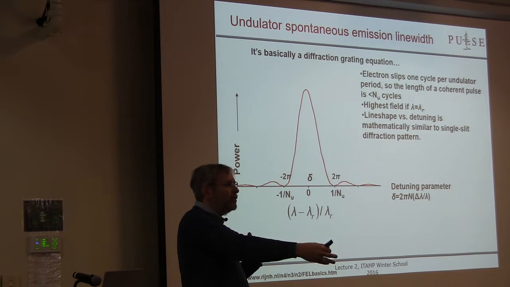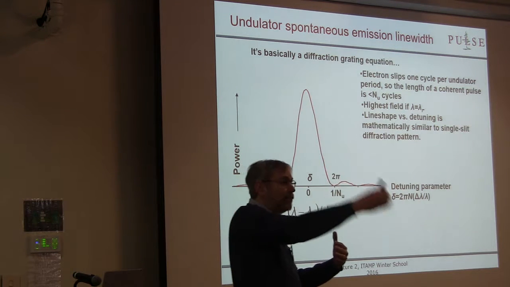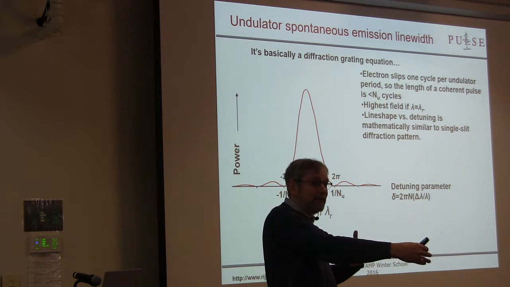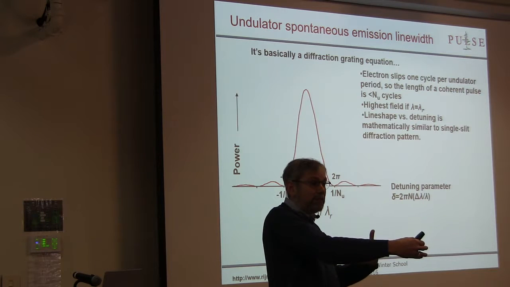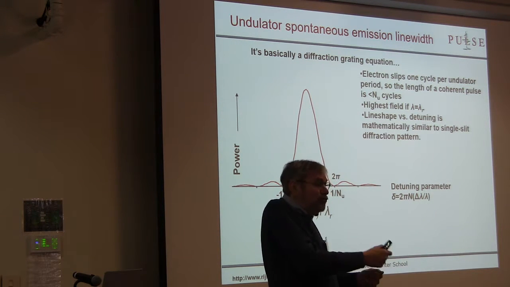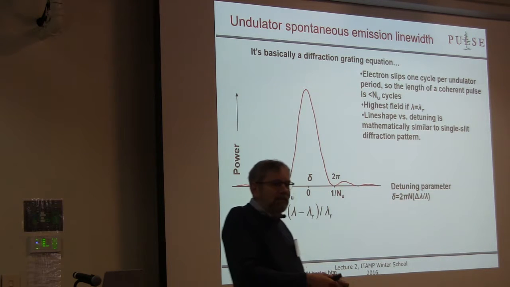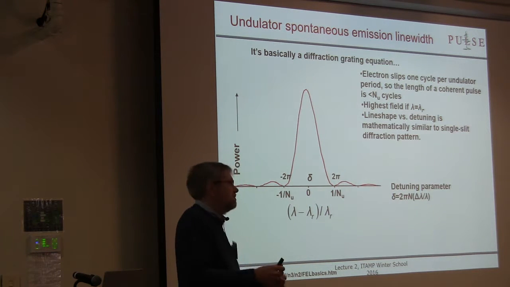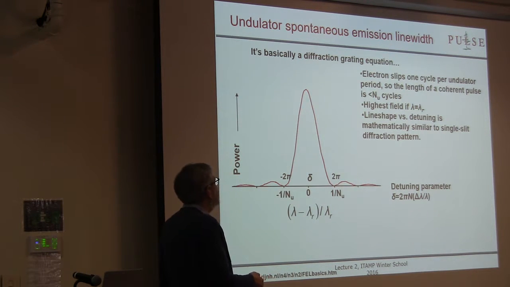You're creating a coherent pulse train. Coherent means the phase at the front tells you what the phase at the back is. What is that distance from front to back? It's got to be capital N, the number of periods. So you've constructed a pulse that has a certain length. That's called the coherence length.